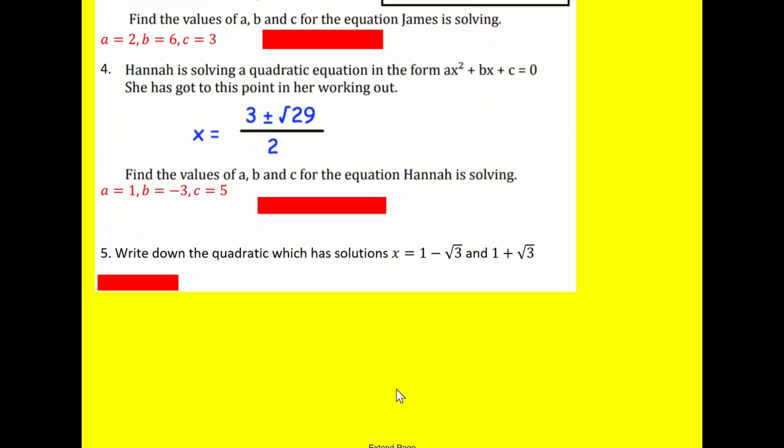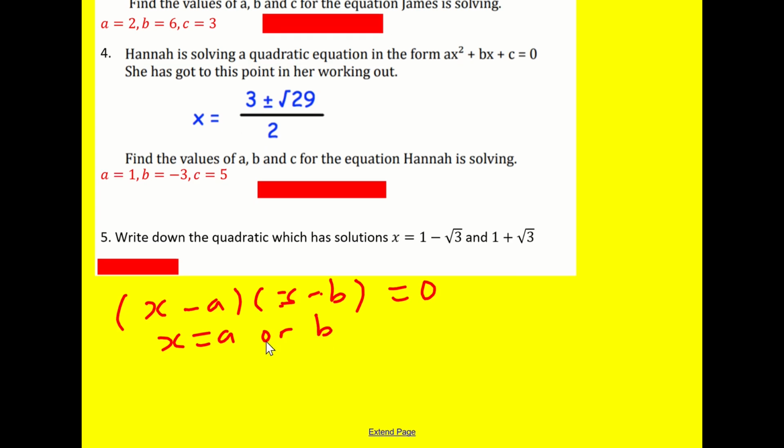Finally, this is my challenge question really. What if I gave you the solutions to the quadratic and asked you to work back to the quadratic? There's a few ways of doing this, but I'm going to show you the best way. Now the best way is to jump all the way back to the start of the lesson, and if you remember how, when you solve quadratics from factorizing, whatever's in the brackets, if you've got x minus a, x minus b equals 0, then you get x equals a or b.